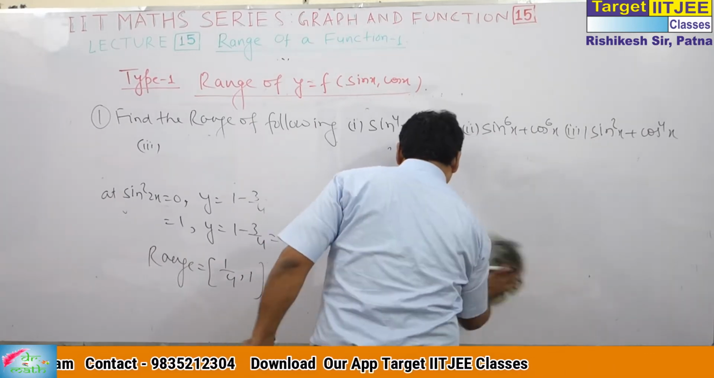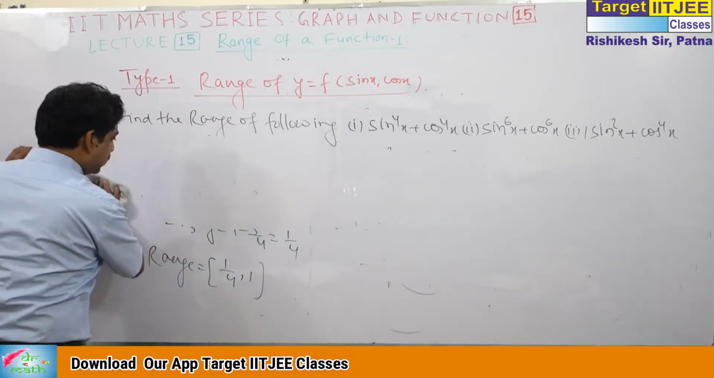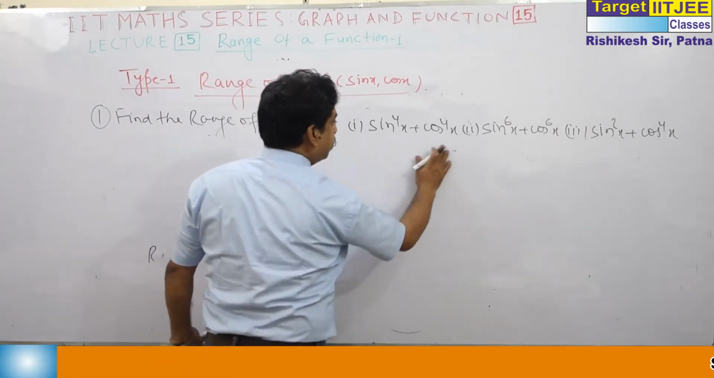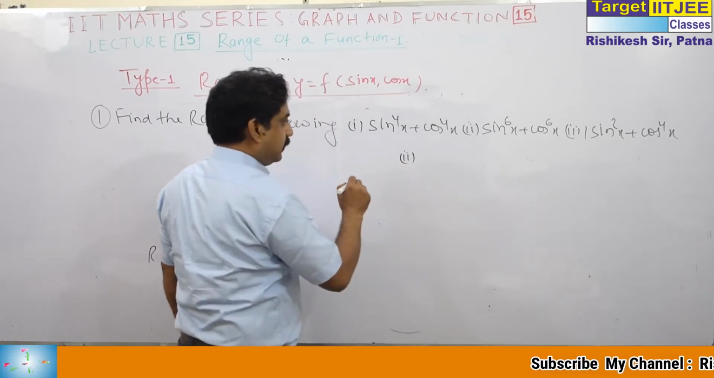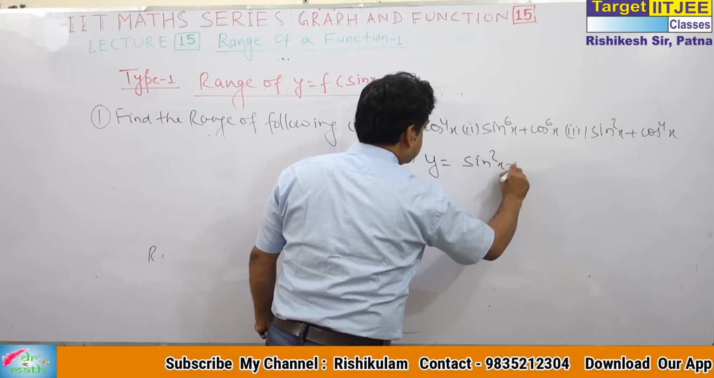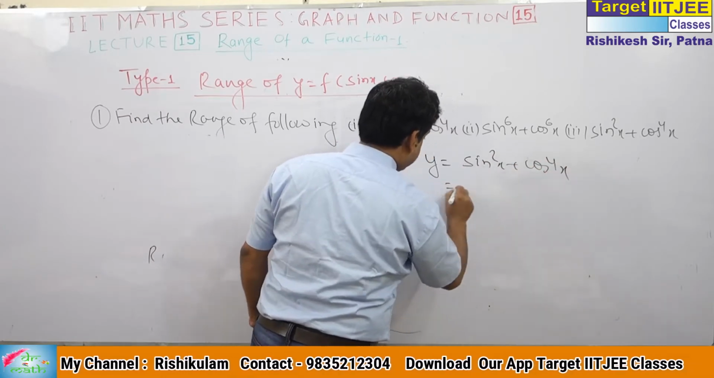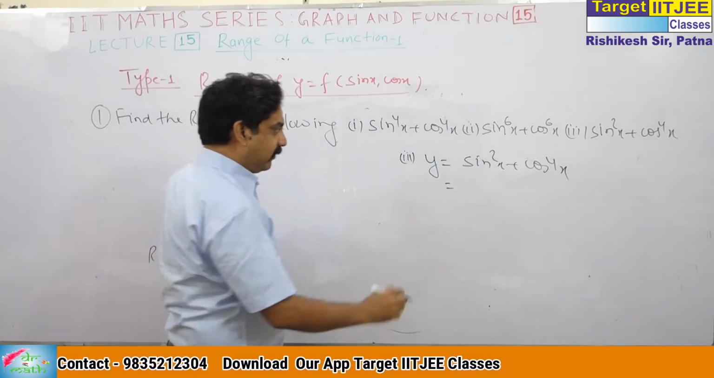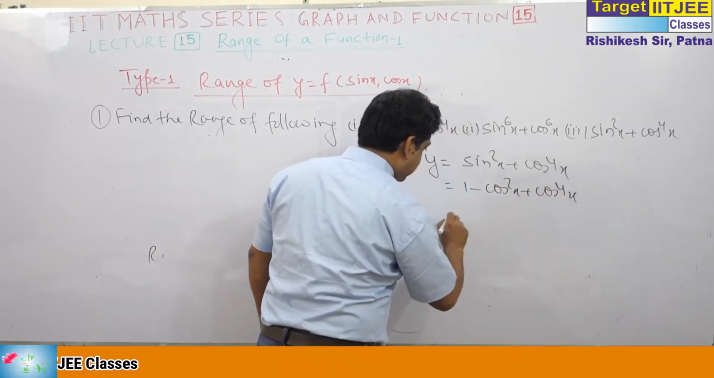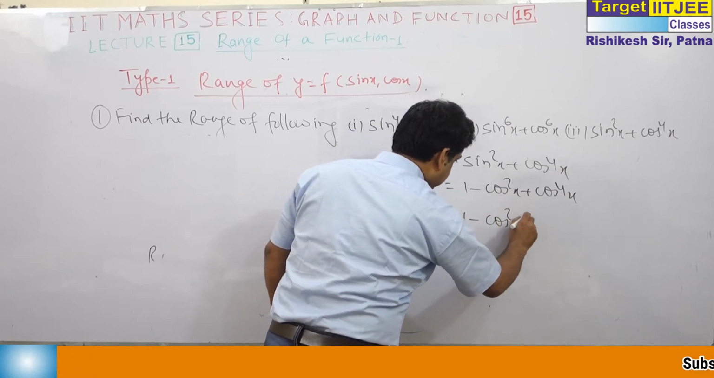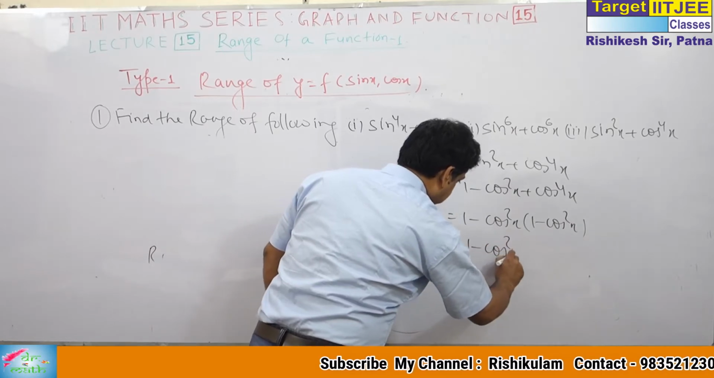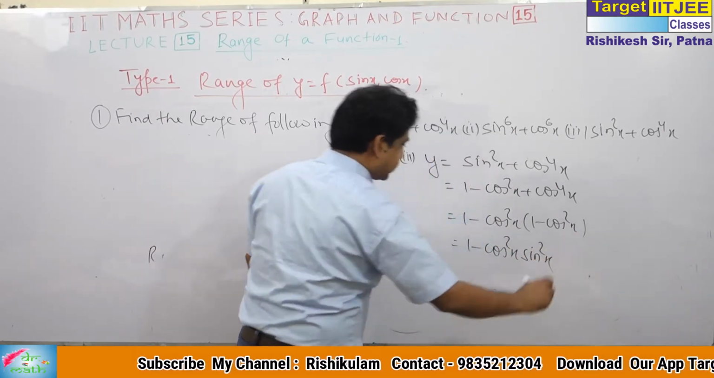Solution for the third one. You have to express the simplification. How to do simplification is important. Third number: y is equal to sine square x plus cos to the power 4x. There are several ways, but I will go for this. Write sine square x as 1 minus cos square x. So 1 minus cos square x, 1 minus cos square x, 1 minus cos square x times sine square x.